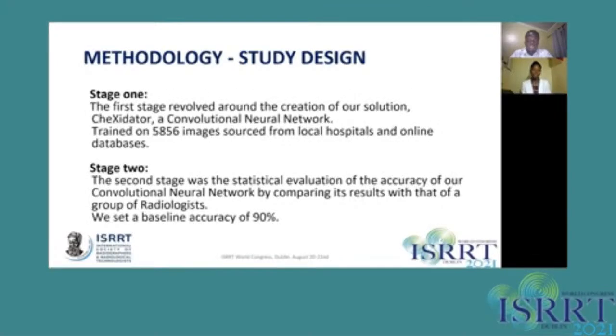Our methodology was conducted in 2 stages, the first of which revolved around the creation of our solution, Sabtu, a convolutional neural network, and the second phase, which was the statistical evaluation of the accuracy of our convolutional neural network. We did this by comparing the results obtained from the convolutional neural network evaluation to that of a group of radiologists' evaluation. And then we weighed this against an accuracy of 90%, which we obtained from literature.